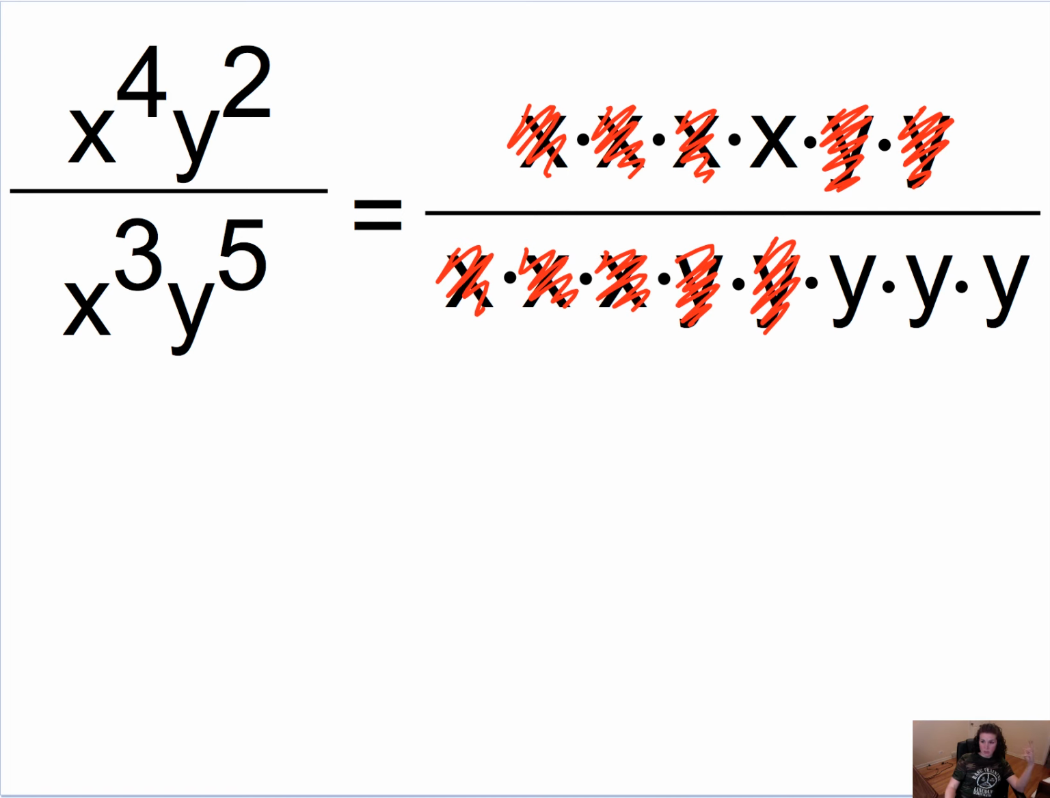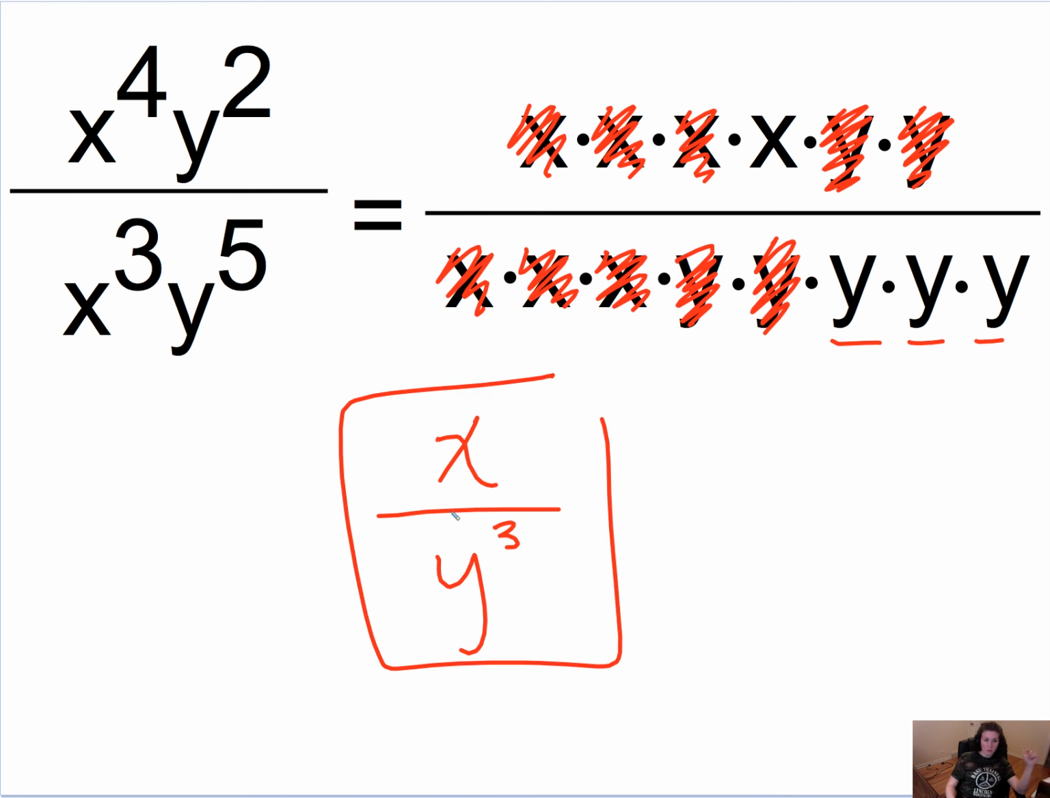Now all I need to do is write out what this really means. So what do you have in the numerator? The only thing that you have left in the numerator is an x. What do you have left in the denominator? y times y times y, which using variables would be y to the 3rd power because you have 3 y's. That would be the simplest form of this fraction.